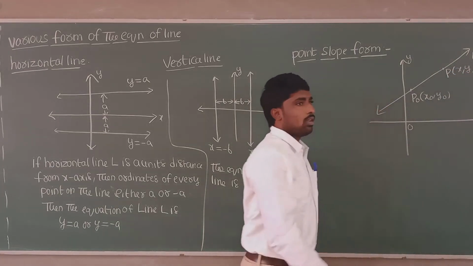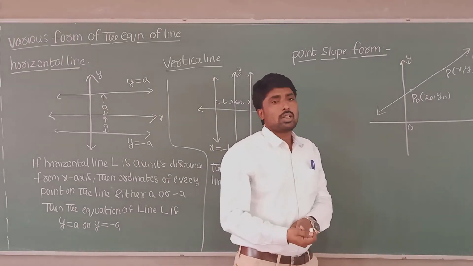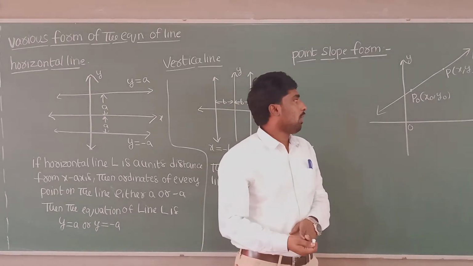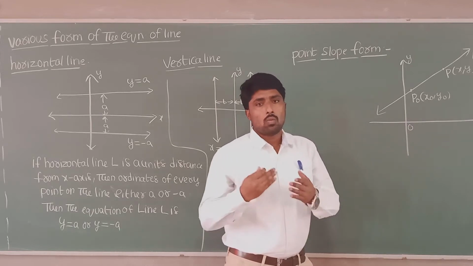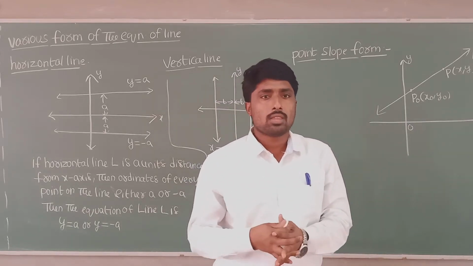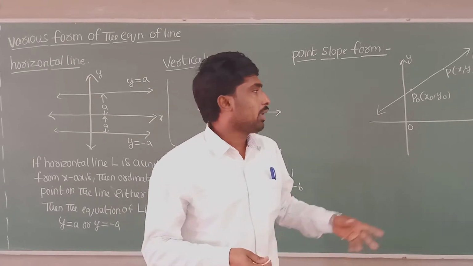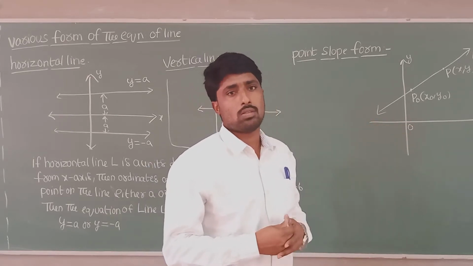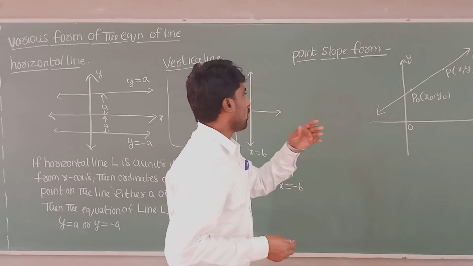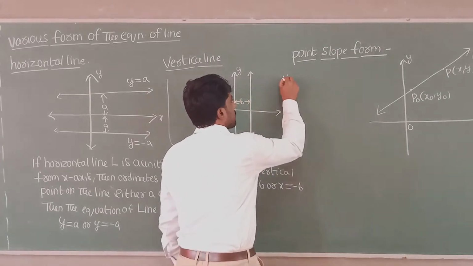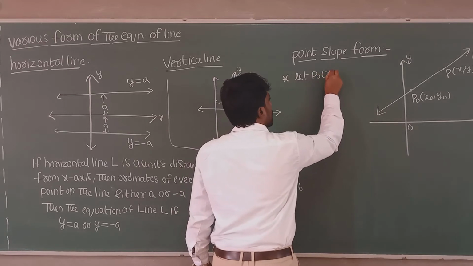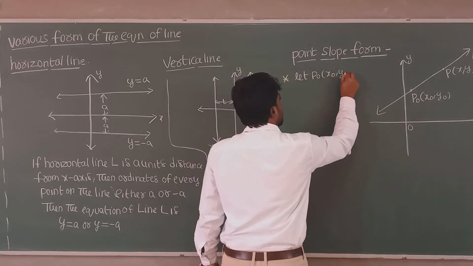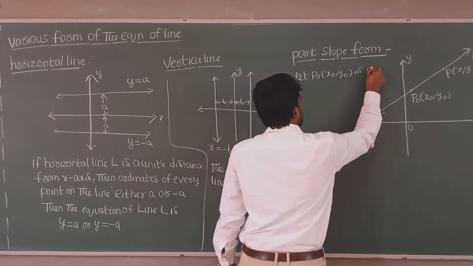Is it clear, everyone? Now by using the definition of the slope of a line passing through two points, m equal to (y2 minus y1) by (x2 minus x1). So by using that concept we have to solve this. Is it clear, everyone? Now I am giving the introduction to you. Let P naught (x naught, y naught) be a fixed point.